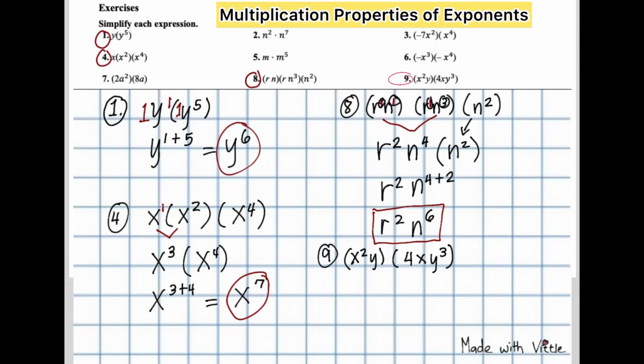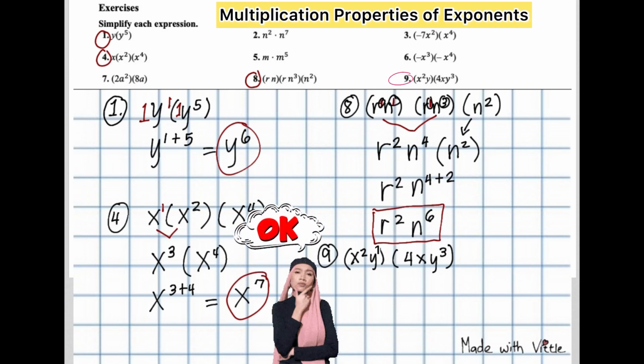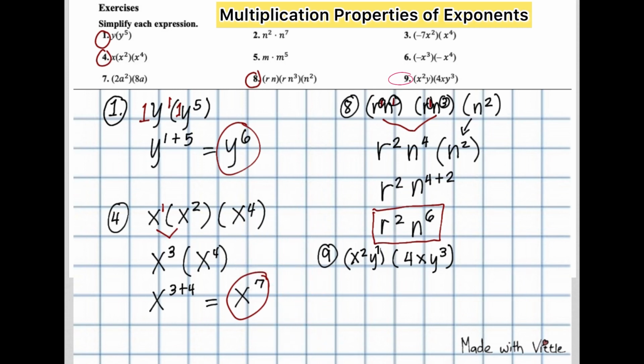The last example, x squared y times 4x y to the third power. Remember, we can always multiply different variables, but you don't add their exponents. In this case, we have an x squared and x, 4x. So we can add their powers since they are the same base. Let's multiply first their coefficients.